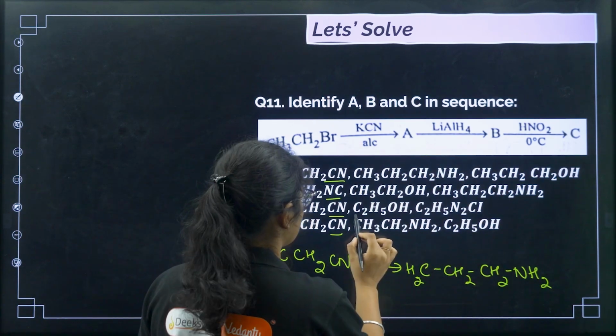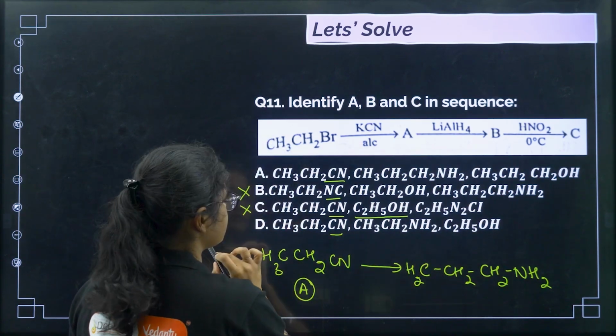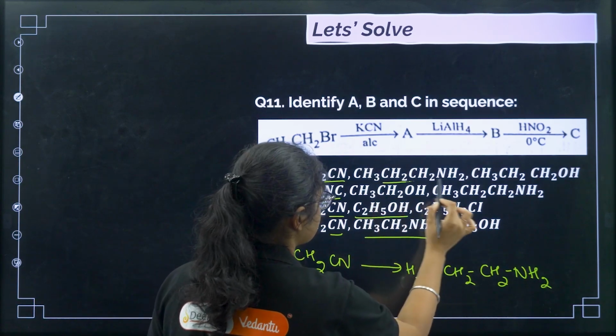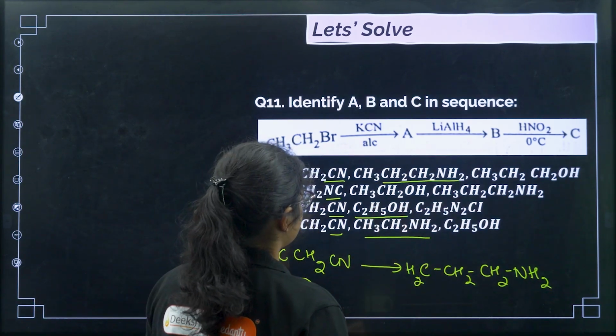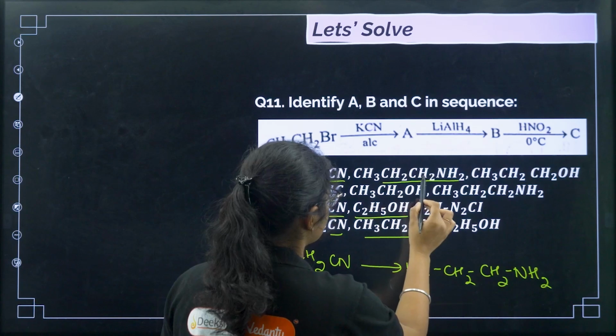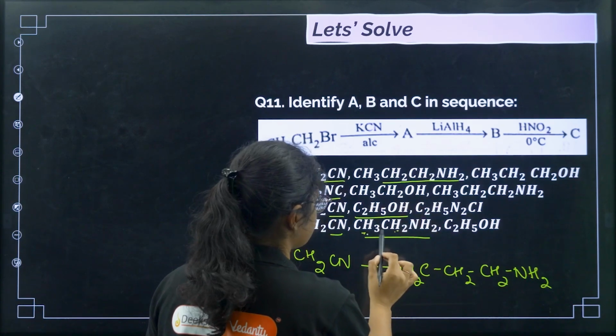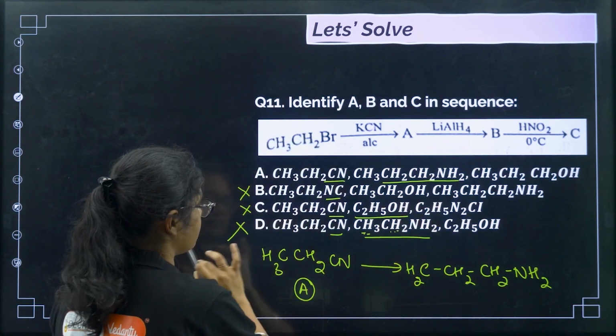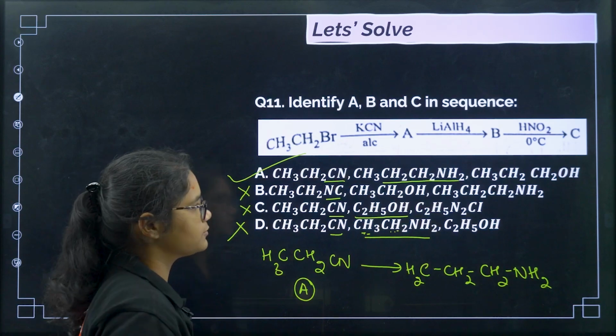If you see here, we have got alcohol, so we can eliminate this option. Here CH3CH2NH2, here also we have CH3CH2NH2. I think 1, 2, 3, and here you have only 2 carbons, so there will be no decrease in the carbon number, so this is also wrong. Correct answer is option number A.